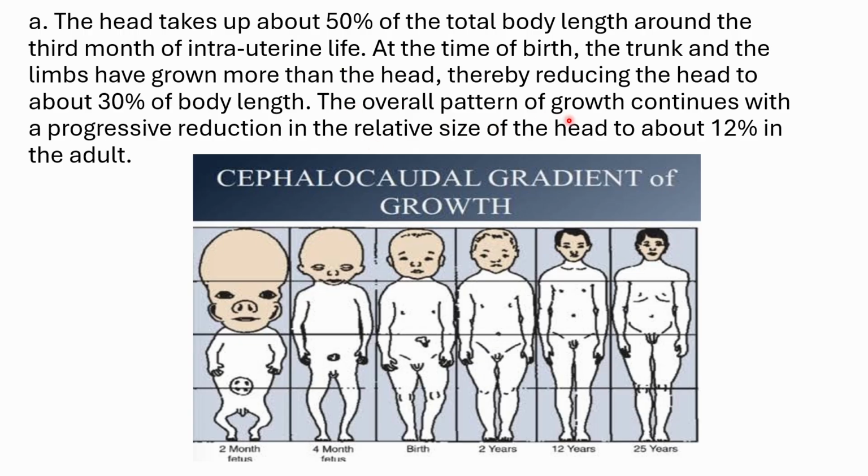The overall pattern of the growth continues with the progressive reduction in relative size of the head to about 12% in adult. That is, the head size is reduced to 12%: first 50%, then at birth we have 30%, and it reduced to 12%. That's it.